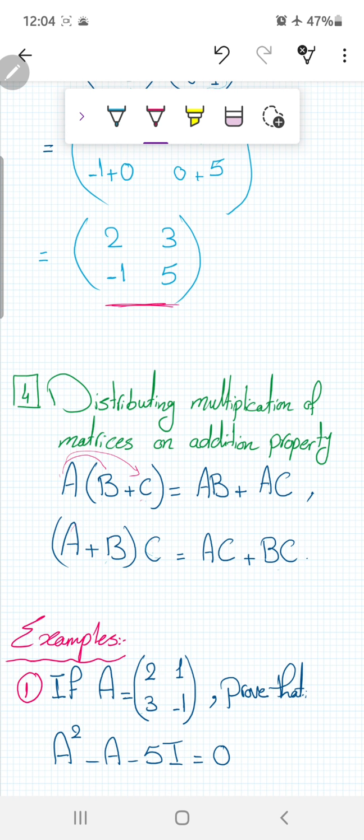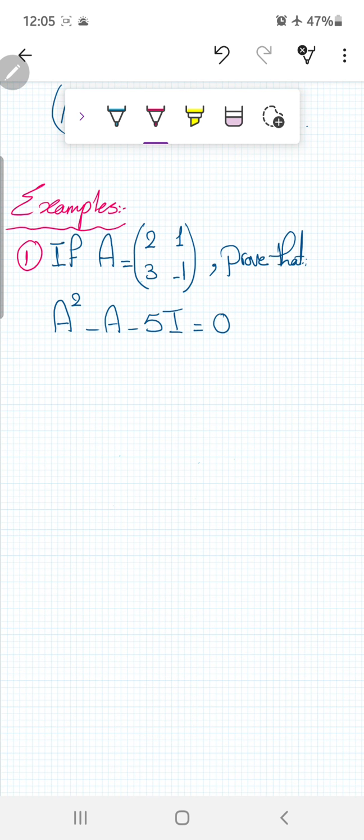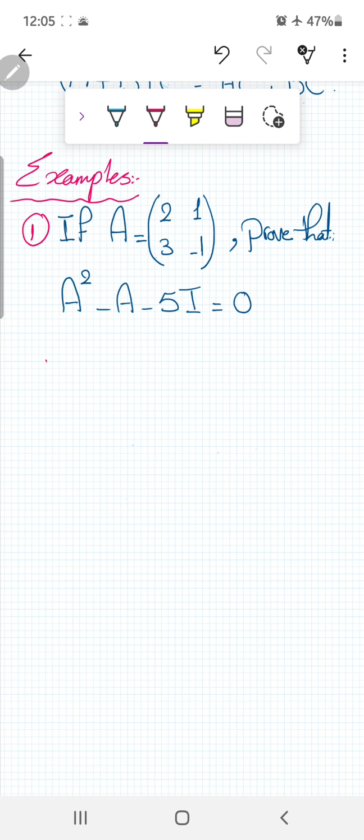Let's take some examples. Number 1, if A is 2, 1, 3, negative 1, prove that A power 2 minus A minus 5I equals 0. What is A power 2? 4, 1, 9, 1? No. A power 2 here means A times A. Here, A power 2 equals A multiplied by A. A is a matrix.